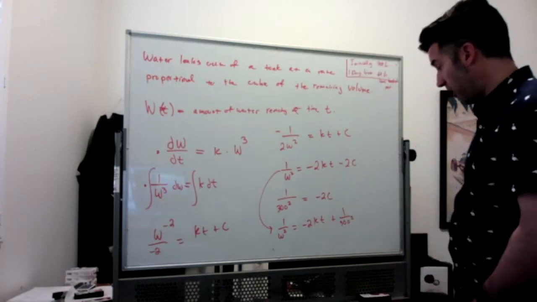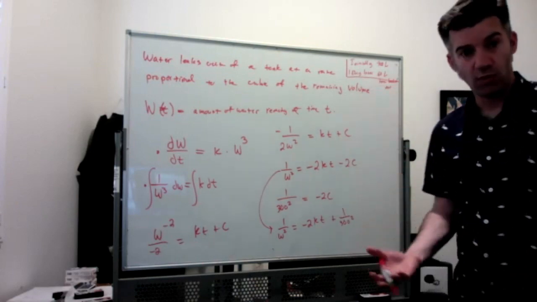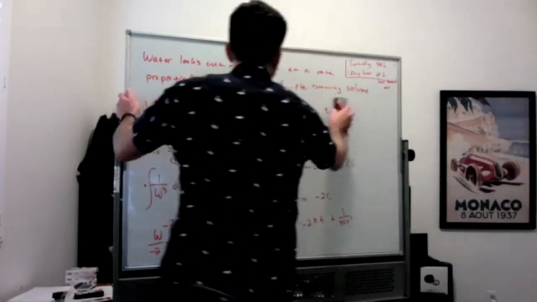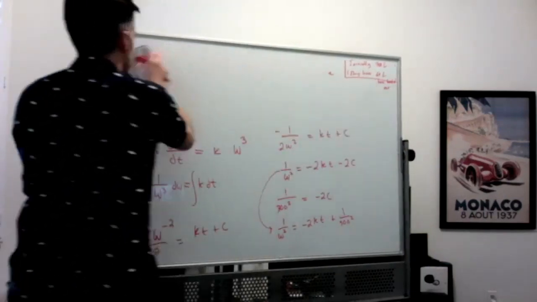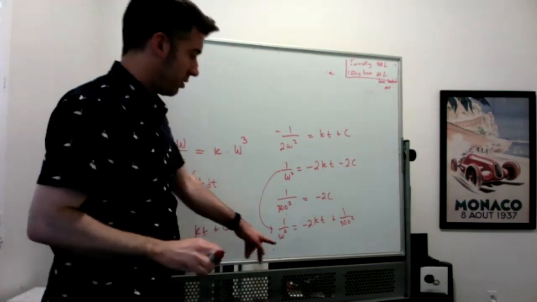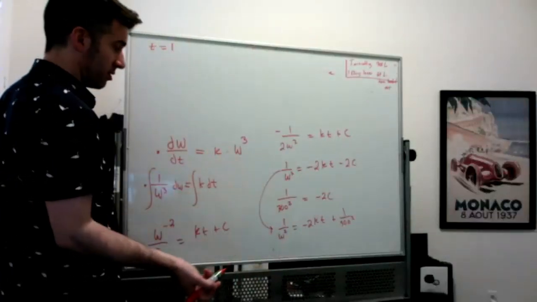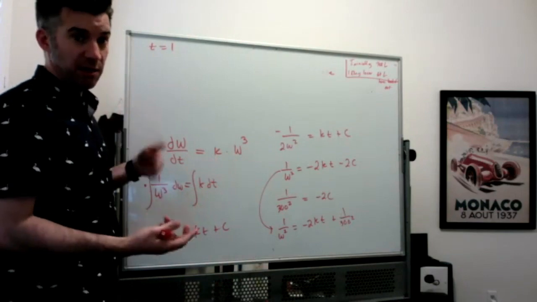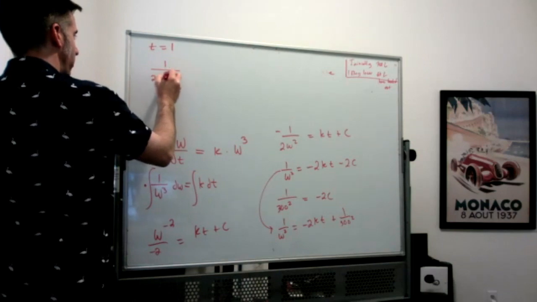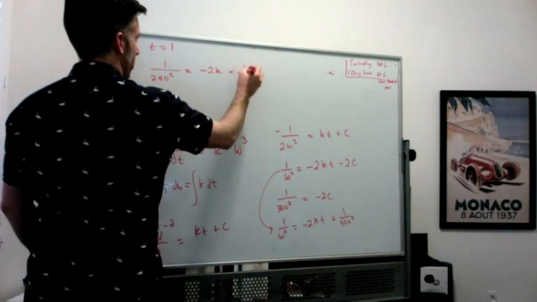Okay. And then I know that 1 day later, 60 liters have leaked out. So I guess we'll measure time in days. So when t is 1, well, it's not that W is equal to 60, it's that we've lost 60. So we're actually going to have 240 liters left. And W is the amount of volume we still have remaining. So when time equals 1, you have 1 over 240 squared equal to negative 2K plus 1 over 300 squared.